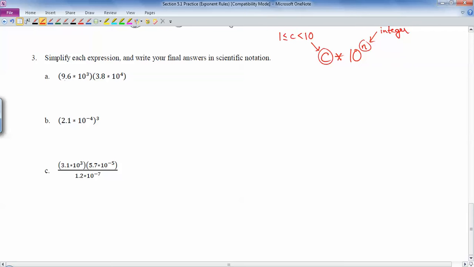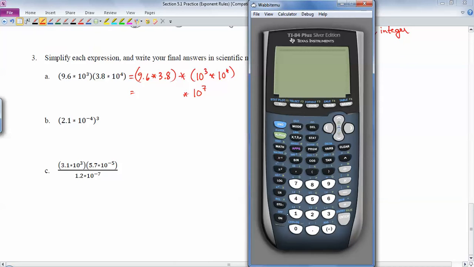Okay, so if I'm multiplying all these terms together, it's 9.6 times 10 cubed times 3.8 times 10 to the fourth. So let's do the 9.6 times 3.8 first, and then times 10 cubed times 10 to the fourth. The 10 cubed times 10 to the fourth becomes 10 to the seventh, because I've got 7 tens all being multiplied together.